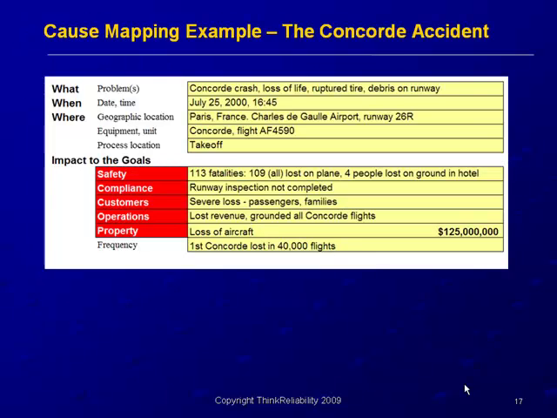So here's an example, the Concorde incident. It's got simple what, when, where, impact to goals. For the Concorde incident, if you ask people what the problem is, some people say the problem is the Concorde crashed, some people say the tire ruptured, some people say it was the debris on the runway. The loss of life, all of those are definitely problems. We write them down. They're not good, they are problems.